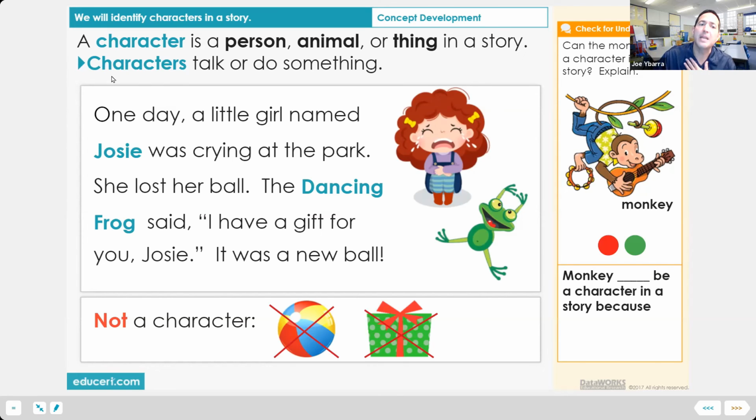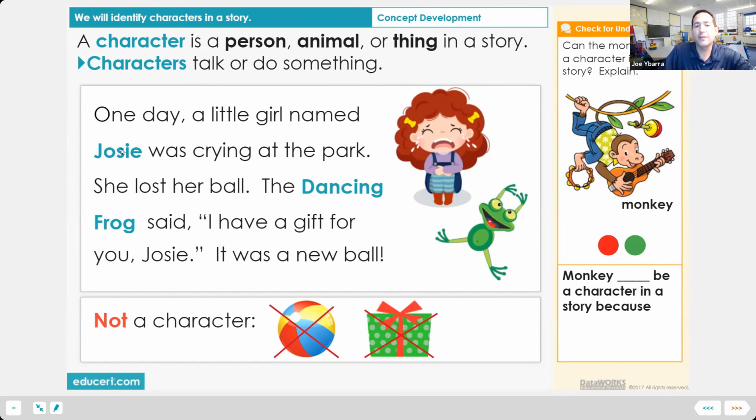But track with me. Characters talk or do something. Read with me. Characters talk or do something. Characters, not only are they a person, animal, or thing, but a character has to talk. Everyone show me talk. Can you talk? Yeah, you're talking. Or do something. Everyone do something. Something that a person would do. Okay? Academic definition. Now I got to contextualize it for my little ones.